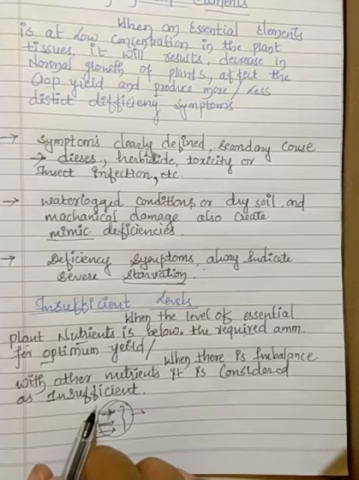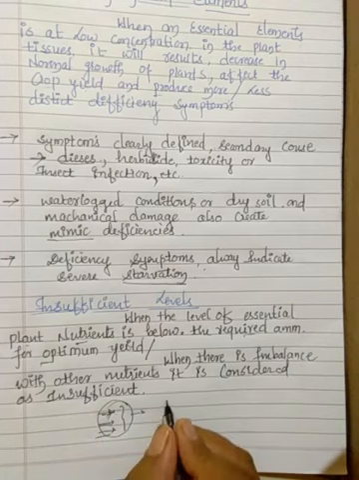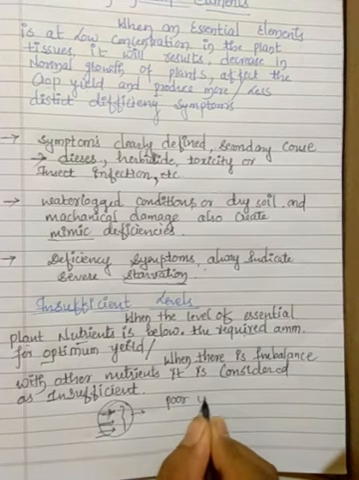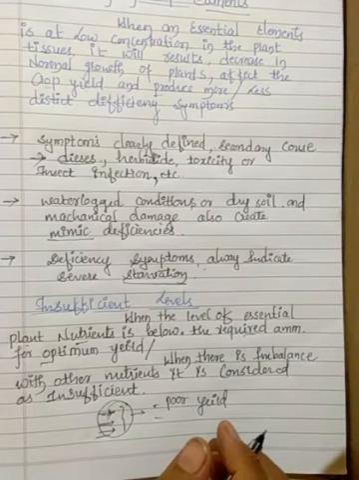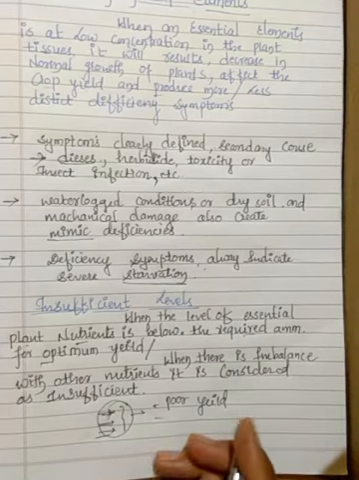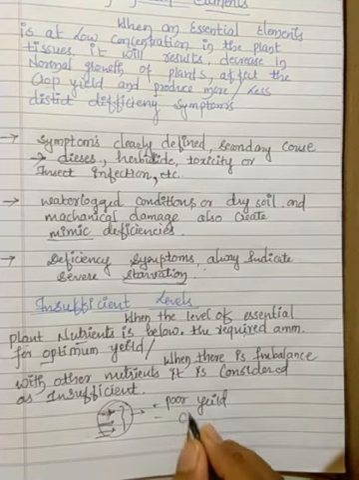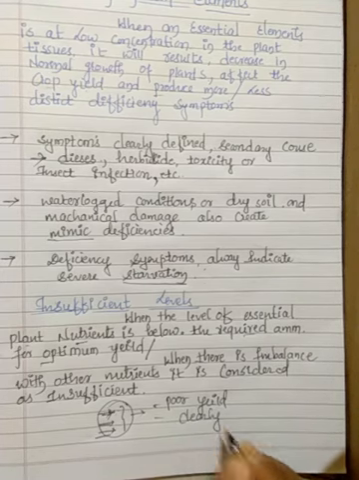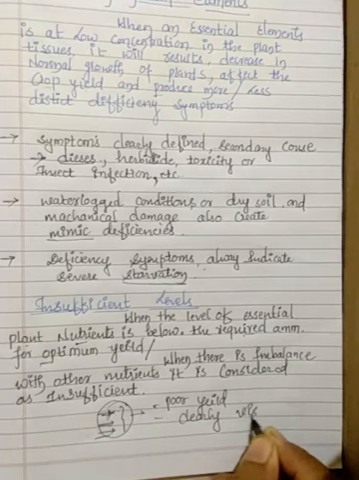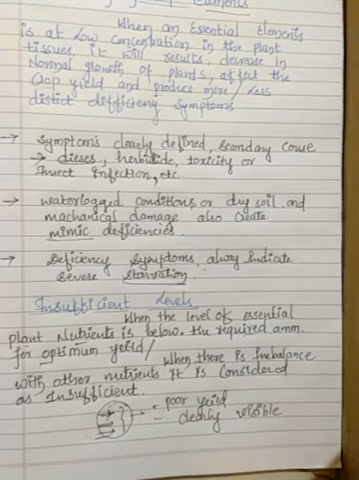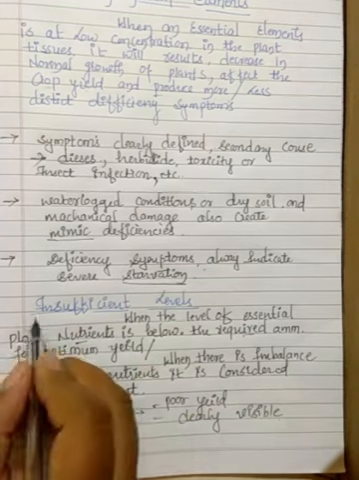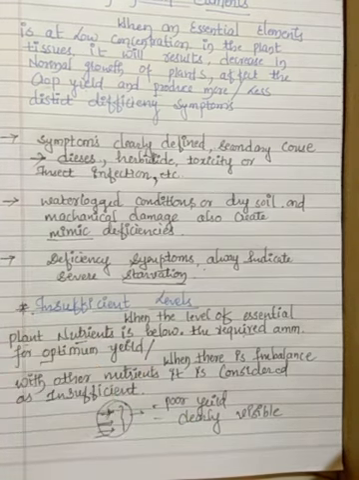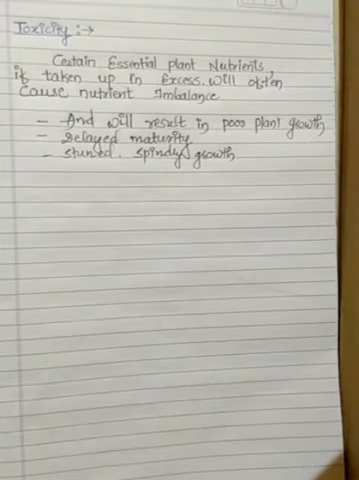And because of this, what will be the effect? Poor yield of that particular plant, or that plant will not grow properly, isn't it? And the symptoms which are available can be clearly visible to all, isn't it? So this is about the insufficient levels. Now the next term that we see is toxicity. So let's start the next term, that is toxicity.